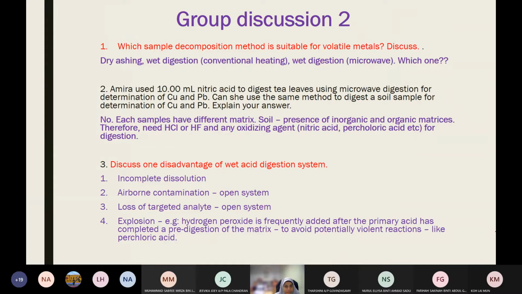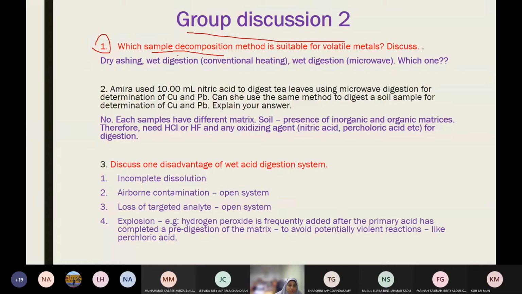So now the second part is we discuss the group discussion for number 2, which is about sample decomposition. Most of you, I can see, can answer the right part for number 1, but one or two are still confused, but it's okay. We're trying to do a brainstorming to understand and relate what you understand from my lecture to this question. So it should be okay, no problem.